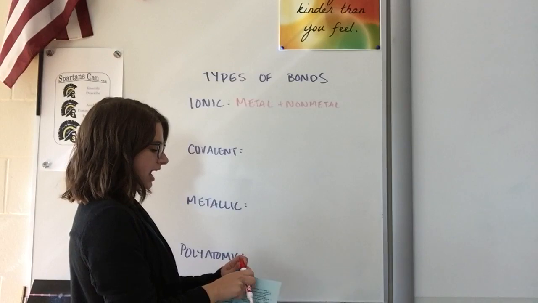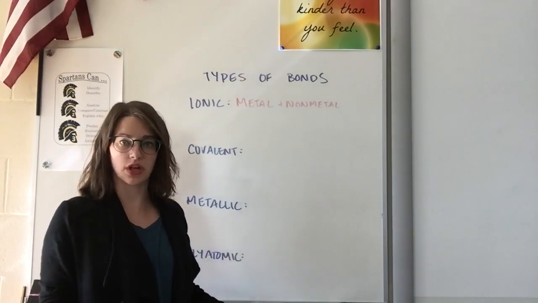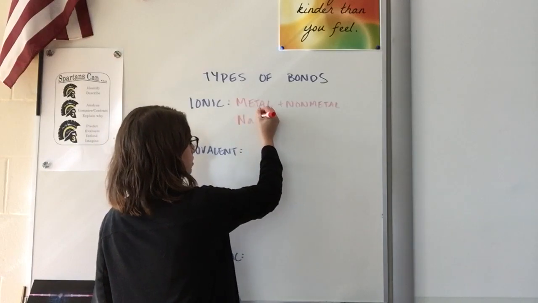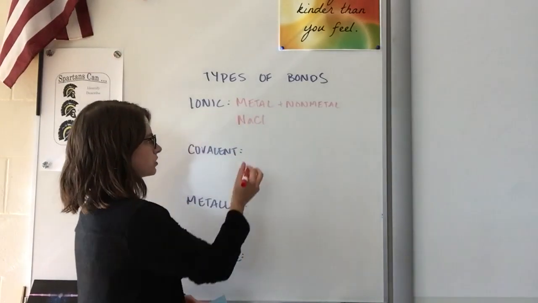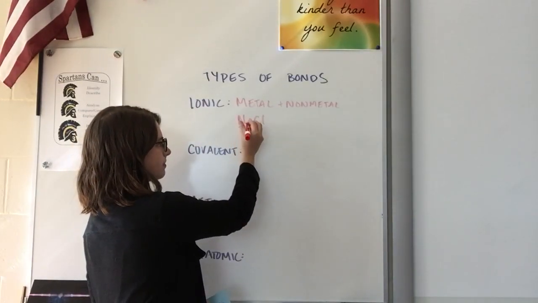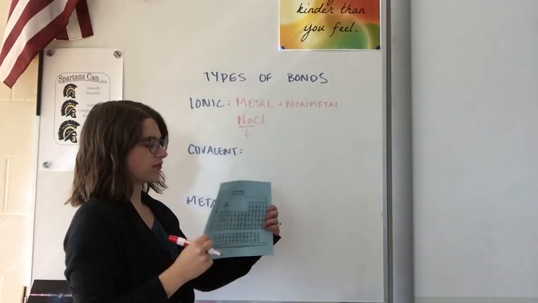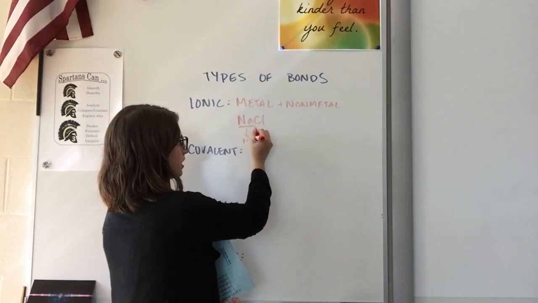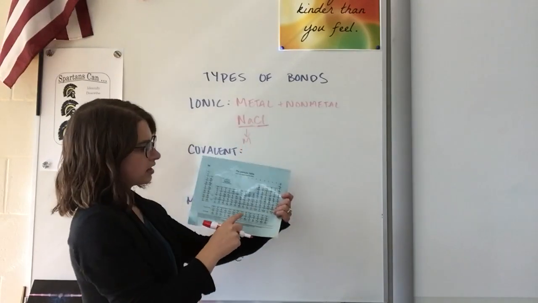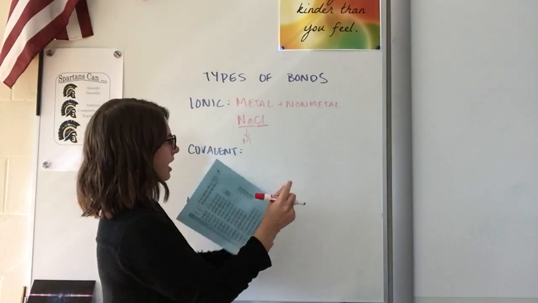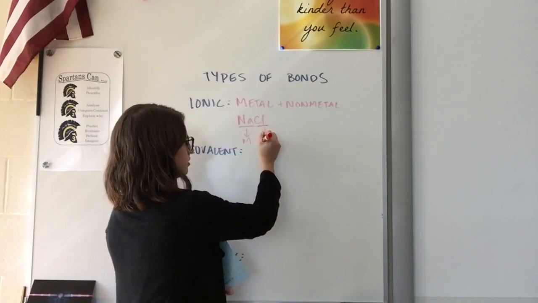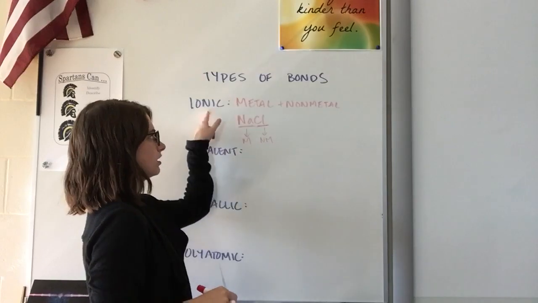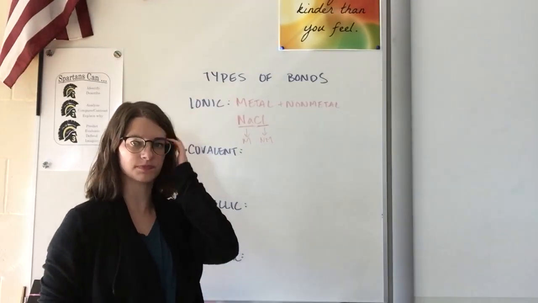A good example of an ionic compound is table salt, NaCl. So sodium chloride is table salt. It's an ionic compound. So sodium is my metal. If I go find it on the periodic table, it's over here all the way on the left. So sodium's a metal. Chlorine, on the other hand, is all the way over here on the right. That makes it a nonmetal. So anything that has a metal and a nonmetal is going to be an ionic compound.